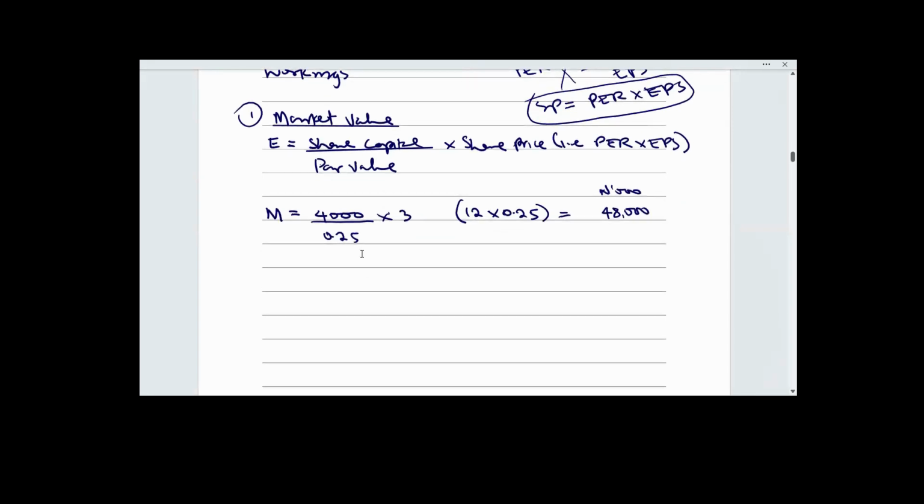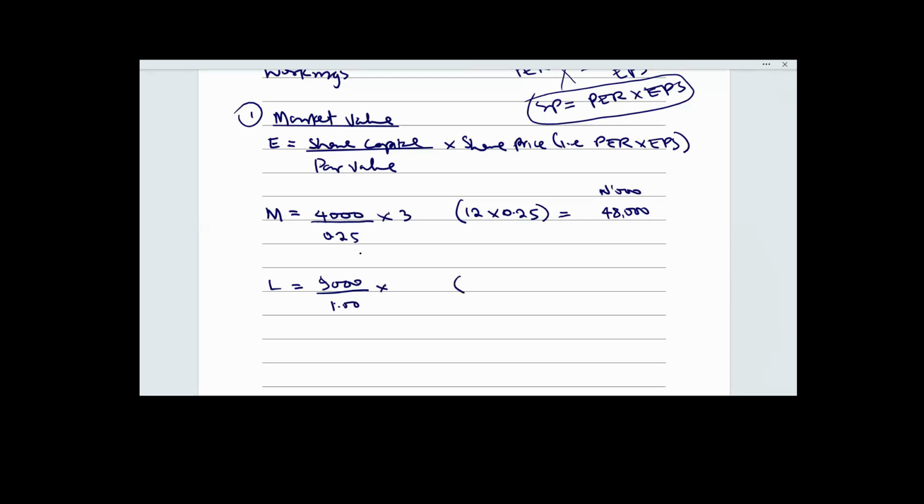Then the next proxy company is Limpopo. I will go back to the balance sheet, capital structure. What is the share capital of Limpopo? The share capital of Limpopo is 9,000. What is the par value of Limpopo? The par value is 1 naira. So here is 9,000 divided by 1 naira multiplied by share price. I don't know the share price, I need to work it out.